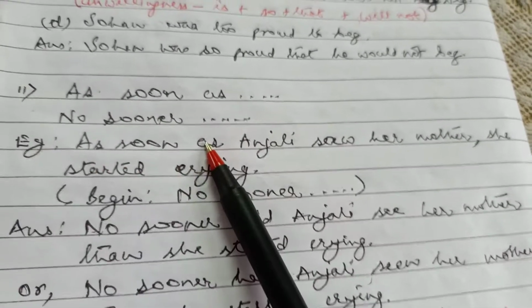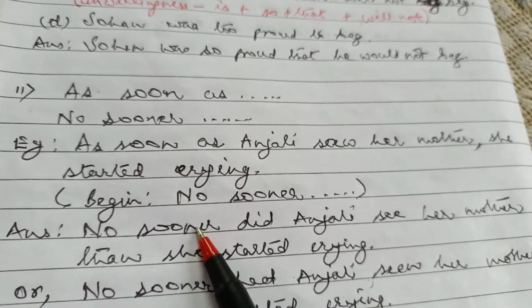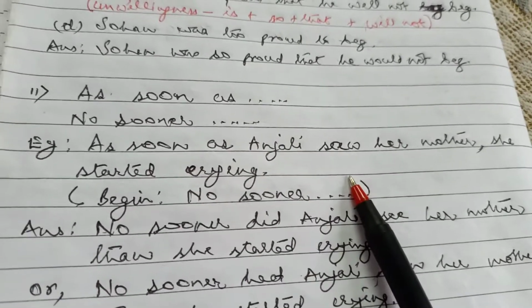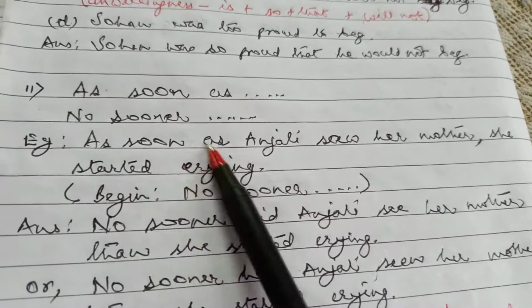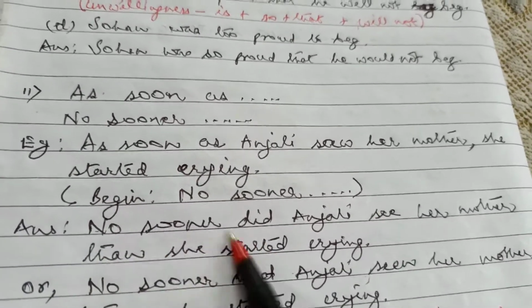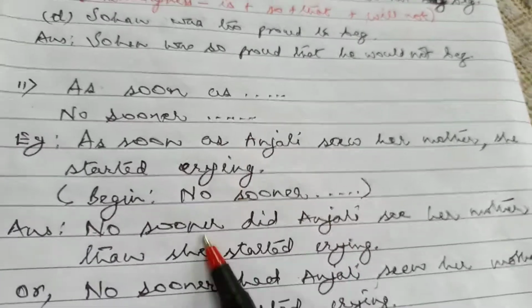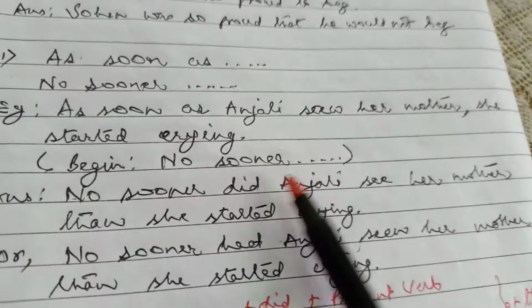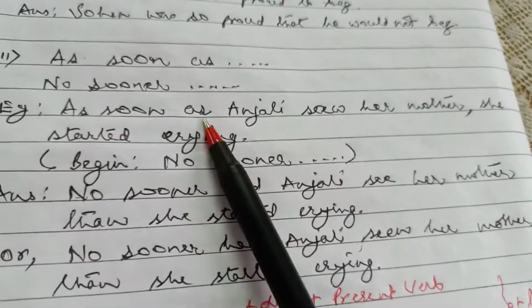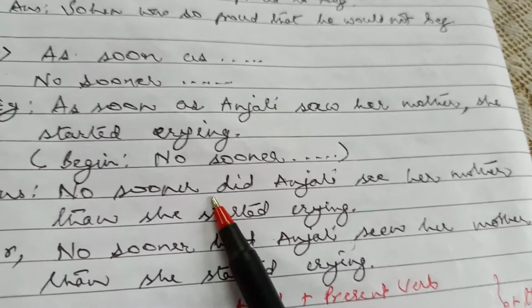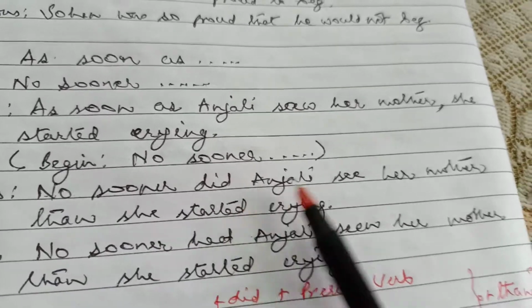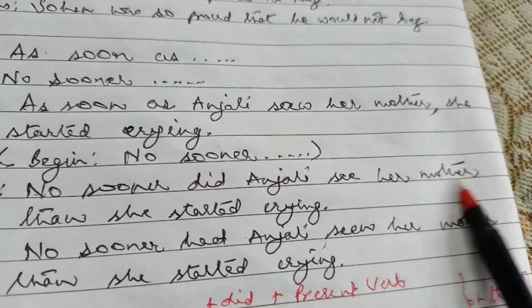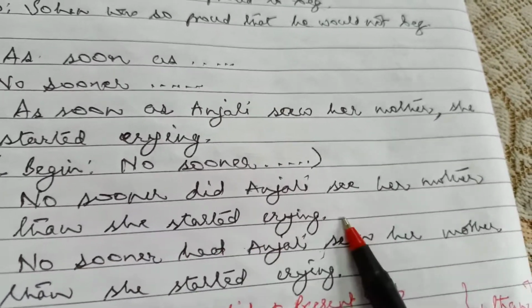Now when "as soon as" is given and you are asked to make your sentence with "no sooner", you are not using "as soon as" again in the sentence, because "no sooner" and "as soon as" cannot be together, as both mean the same thing. So use any one. You are asked to begin with "no sooner", so in place of "as soon as", we are using "no sooner": "No sooner did Anjali see her mother than she started crying."